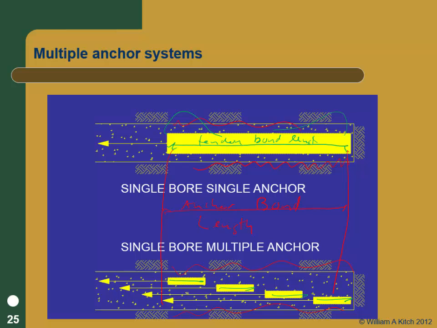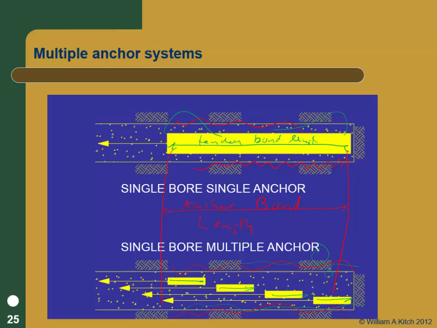You're going to separate your bundle. Instead of having one big bundle in there, you're going to have four little bundles in there. And each one's going to be grouted separately. You're still going to have to ensure that you get a full grout to the entire anchor bond length, to grout between the soil and the anchor and the grout. But you're going to grout these separately.